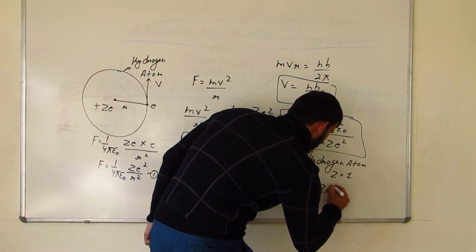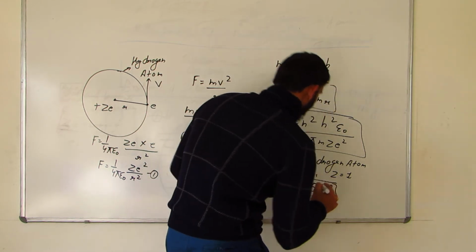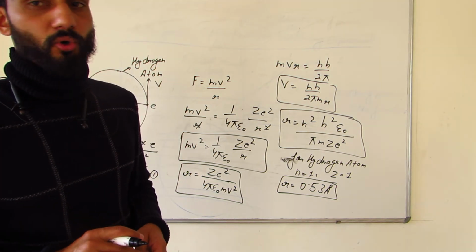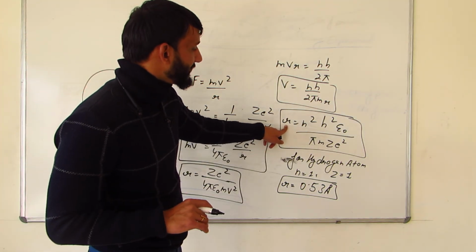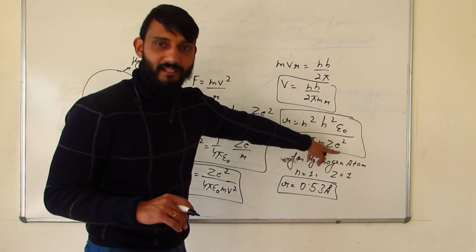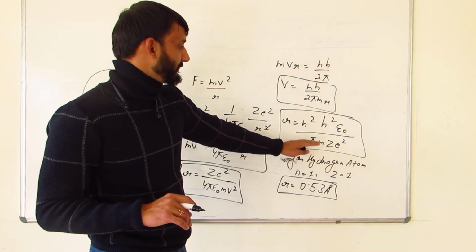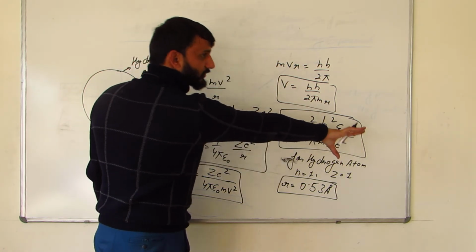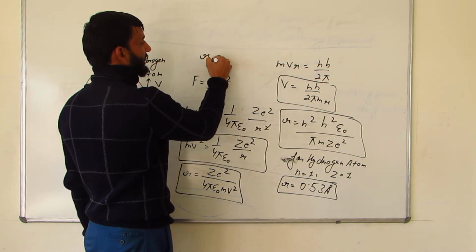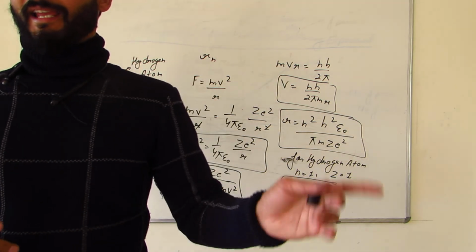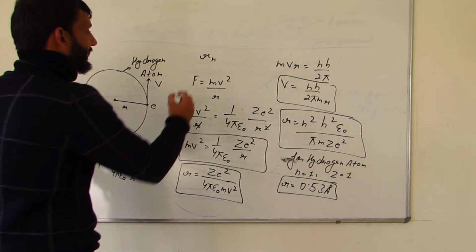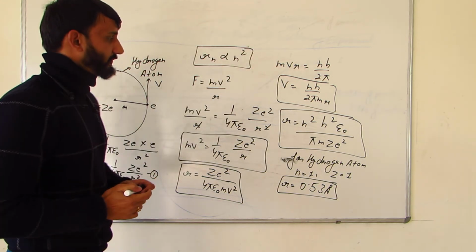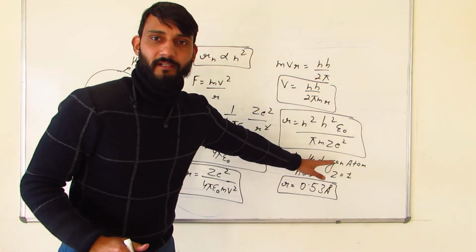0.53 angstrom. So this is the radius for the hydrogen atom, right? One important result more I can find out from here. As you could see, everything else is constant, right? So if everything is constant, I will remove those constants and bring in proportionality, and I will say that the radius of the nth orbit is directly proportional to n square, because everything else is constant.